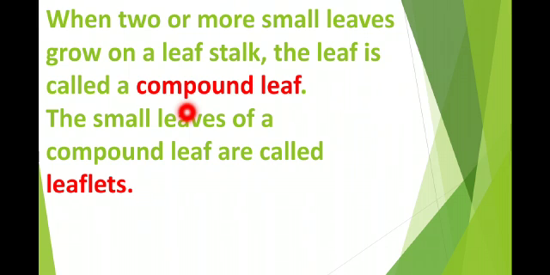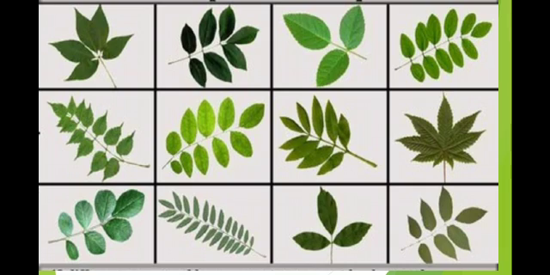Now here we will study about compound leaf. When two or more small leaves grow on a leaf stalk, the leaf is called a compound leaf. The small leaves of a compound leaf are called leaflets. Now here you can see the different compound leaves and the small leaves of these compound leaves are called leaflets. So there are different compound leaves you can see in this picture.